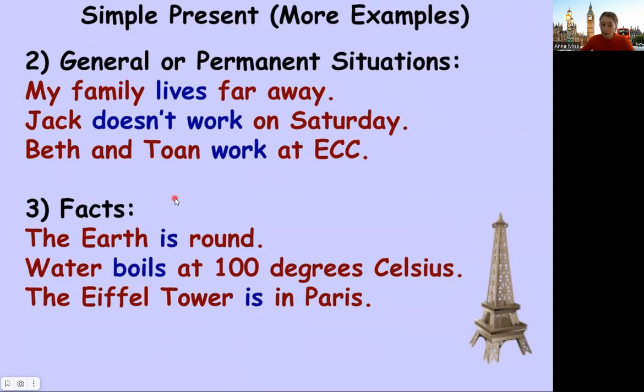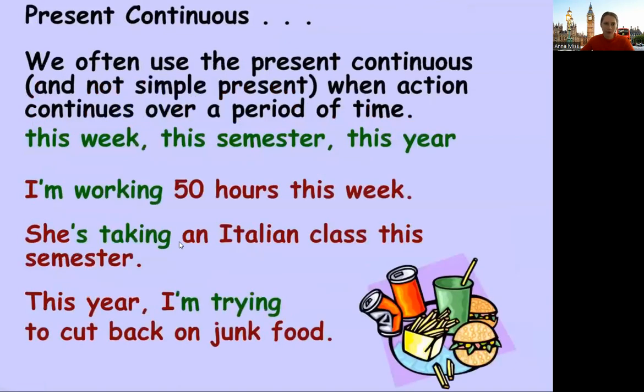And when we talk about facts, for example, the earth is round. Don't forget about the verb to be. It's also present simple. Water boils at 100 degrees Celsius, and the Eiffel Tower is in Paris. This is just a fact, general information.